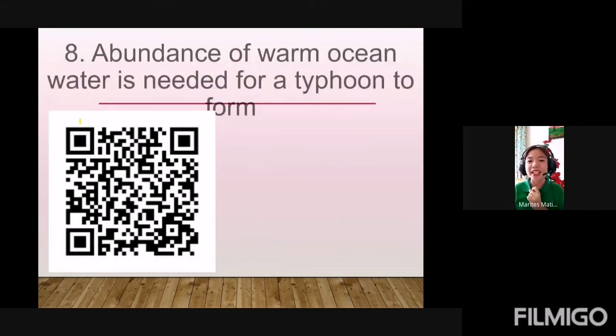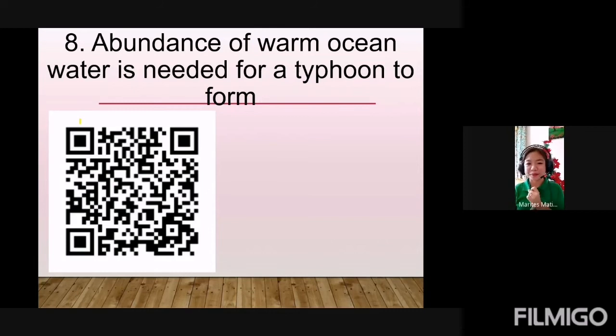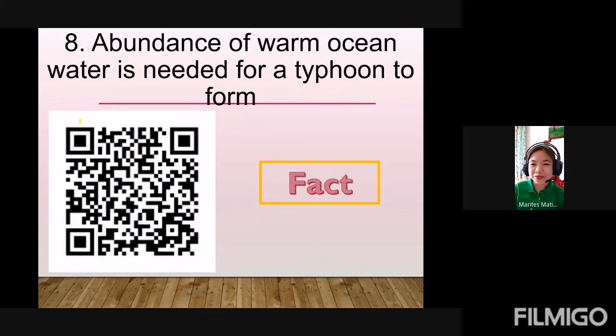Four, 3, 1. Time is up. Open your cameras. Let's review the question. Okay. Yes, Denise, kindly read the question. Abundance of warm ocean water is needed for a typhoon to form. Correct answer? Fact.